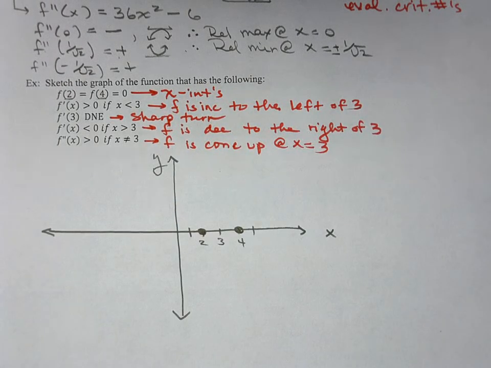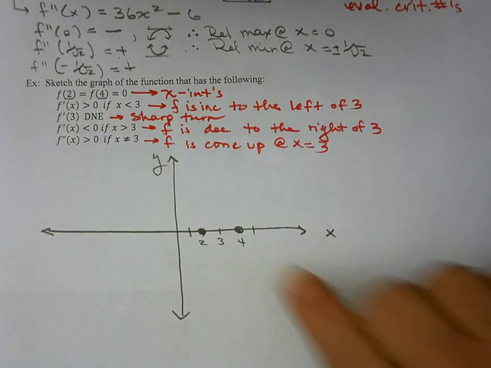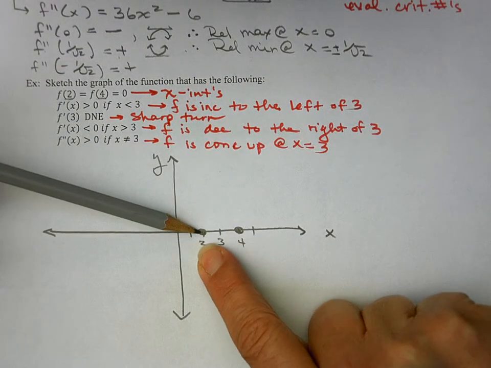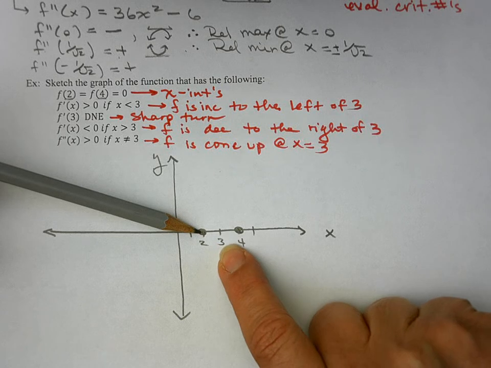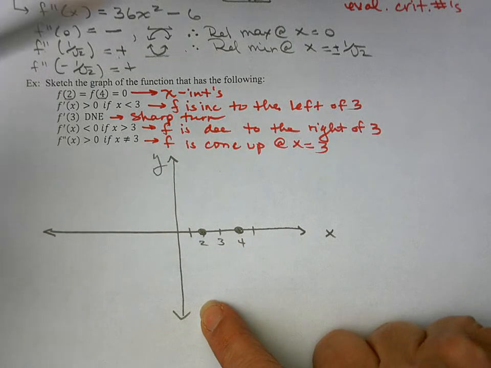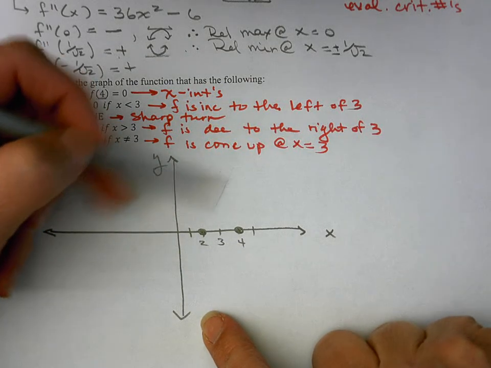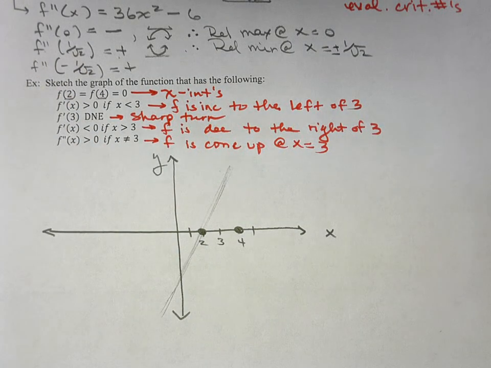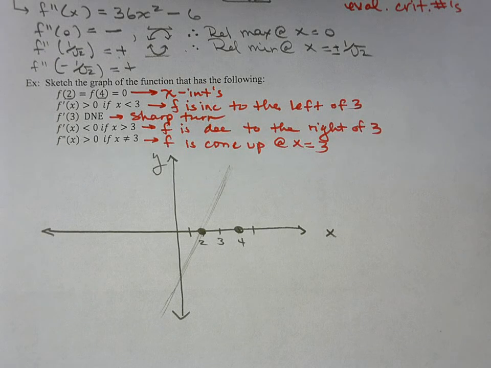So when I do these graphs, I try to get my increasing and decreasing in before I do my concavity, okay? So I get that in just really lightly. So I know that I need to be increasing to the left of 3. So I have to go through this point, and I have to be increasing to the left of 3. So I'm just drawing a light line there as a guideline, something that's going to go uphill.